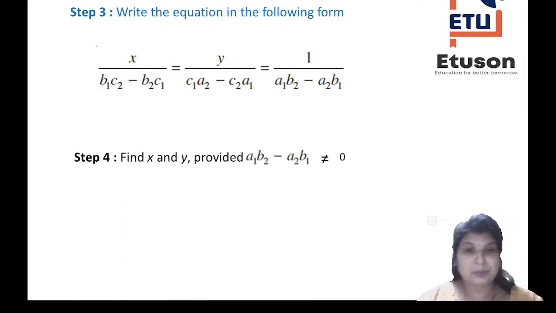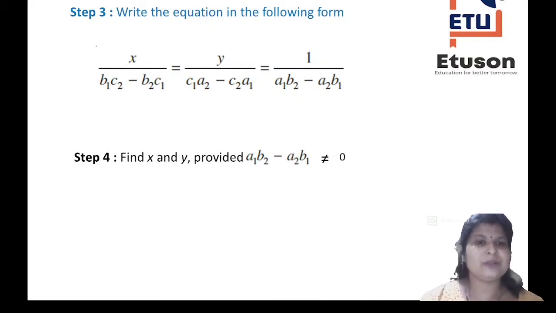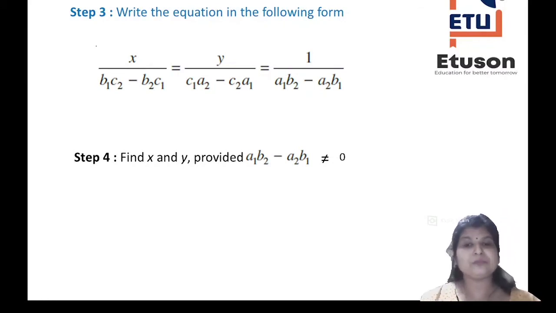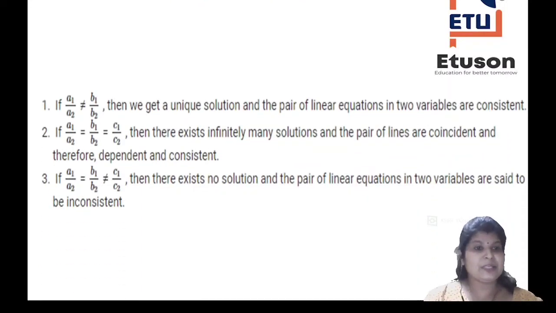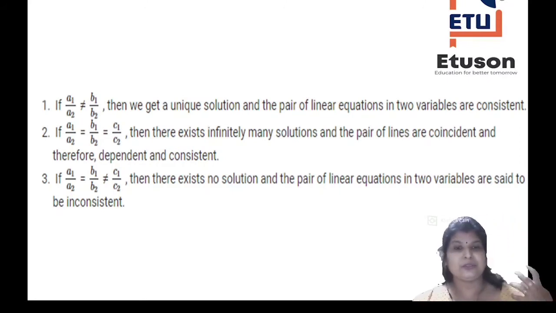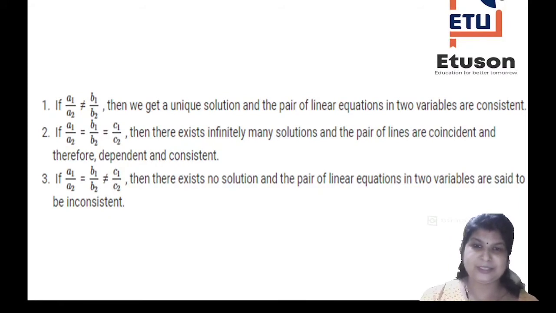So remember, a1 b2 minus a2 b1 is not equal to 0. Okay children, so this is the method you use for the cross multiplication. So what are the conclusions? If a1 by a2 is not equal to b1 by b2, then we get a unique solution. So this holds good right from your graphical method, in your substitution method, in elimination method, and cross multiplication method.